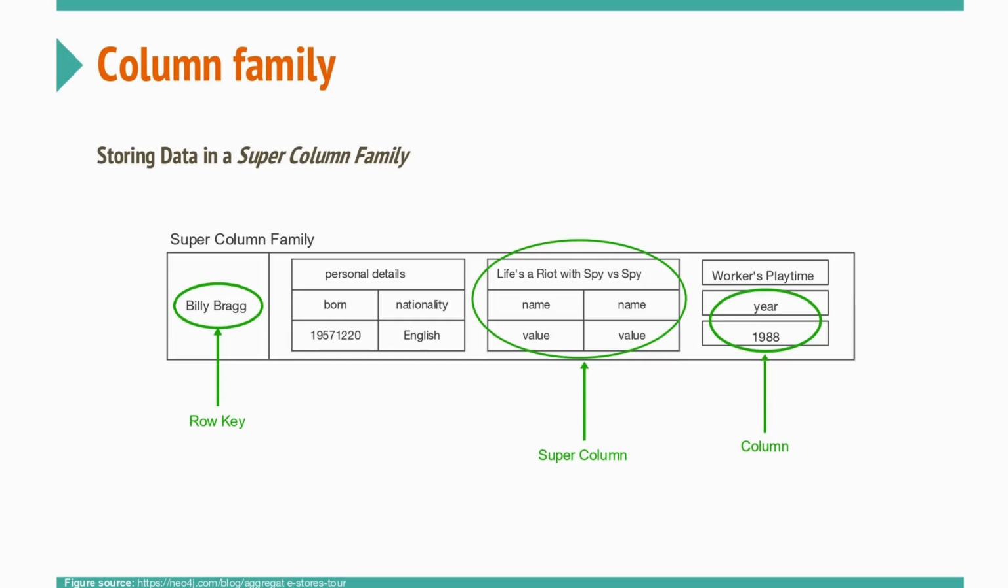Now let's look at an example of a supercolumn family to see how it helps organize more complex data. Here, the row key is Billy Bragg, an artist. Inside this row, we have several supercolumns. One is named Personal Details, which contains columns for born and nationality. Another supercolumn is named Life's a Riot with Spy vs. Spy, which is an album title. It contains columns for the album's details. And a third supercolumn is Workers' Playtime, another album. Notice the column inside it for year with the value of 1988. This structure allows us to group related information together under a common key, making our data model for complex objects very clean and intuitive.